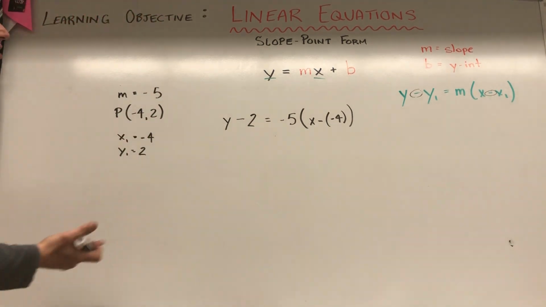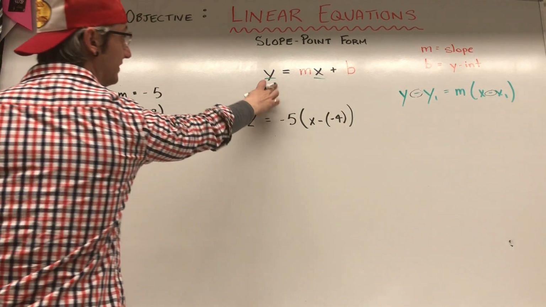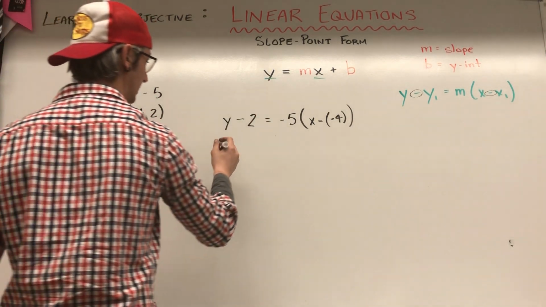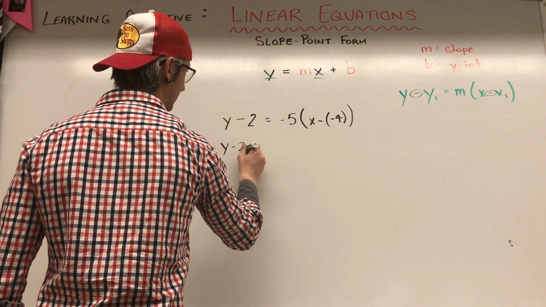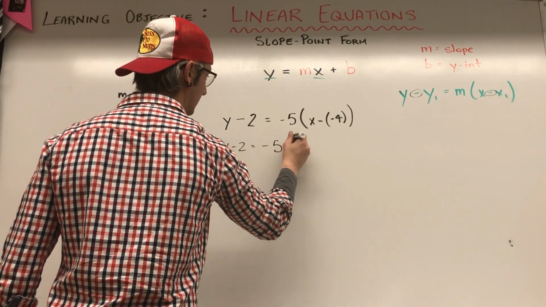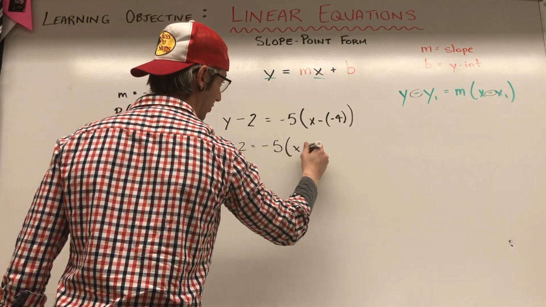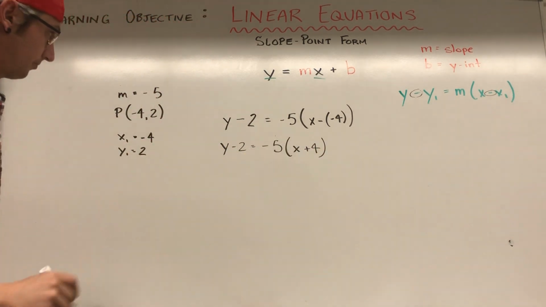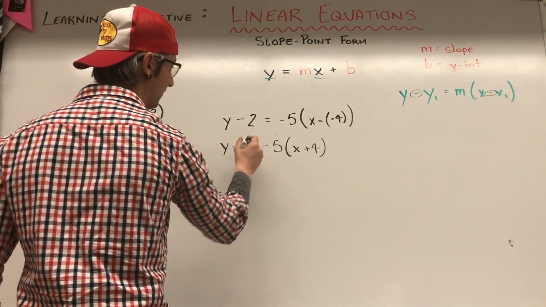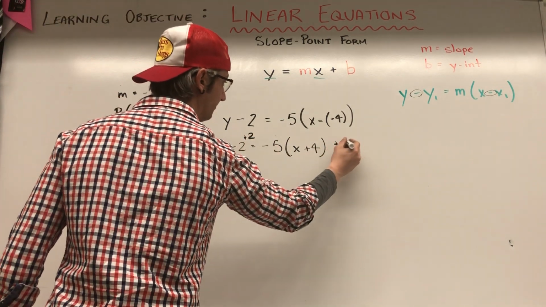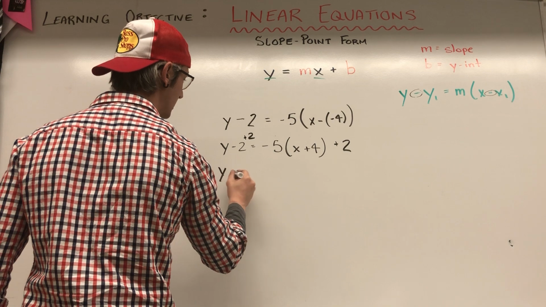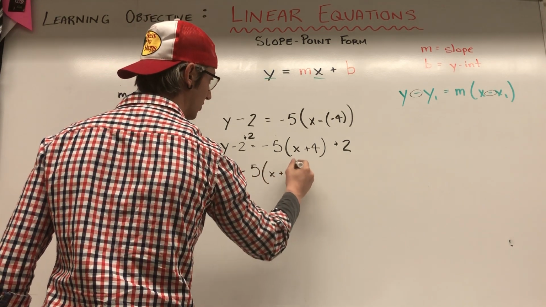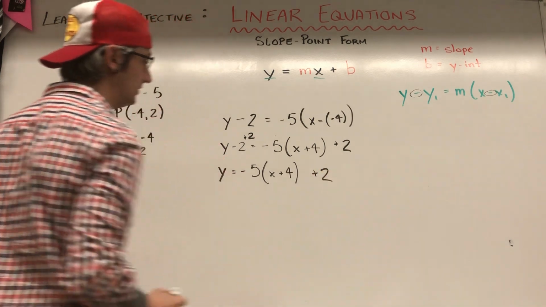And now I have to solve for y. I need to get it into this form, because that's the equation of a line. So to do that, I'm going to rewrite this. I can write it x plus 4 now, knowing that it's going to be the opposite sign. And now I'm going to solve for y. So I'm going to add 2 to each side. And I get y is equal to negative 5 times x plus 4 plus 2.